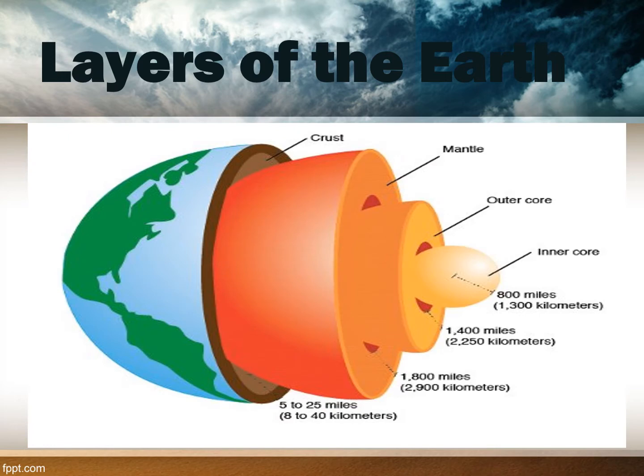And that is the estimate or average size in kilometers of the layers of the Earth. For your crust, it's 5 to 25 miles or 8 to 40 kilometers. You also have there your mantle, 2,900 kilometers. Your outer core at 1,400 miles or 2,250 kilometers, and your inner core at 1,300 kilometers.